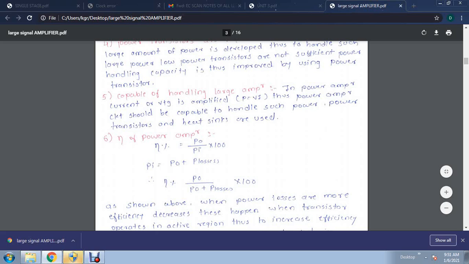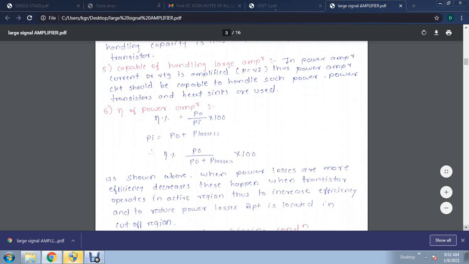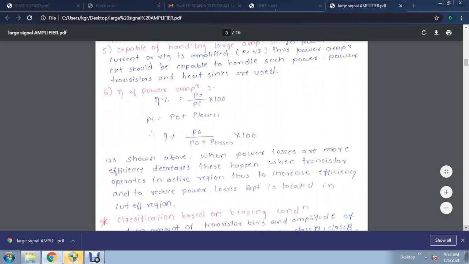What is efficiency? Efficiency is the ratio of output by input. In the power relation, efficiency equals P naught, the output power, divided by the input power, times 100. The input power is P naught plus P losses. So efficiency is P naught divided by P naught plus power losses, times 100. As shown in the above equation, when the power losses are more, the efficiency decreases, which happens when the transistor operates in the active region. To increase the efficiency and reduce the power losses, the Q point is located in the cutoff region.